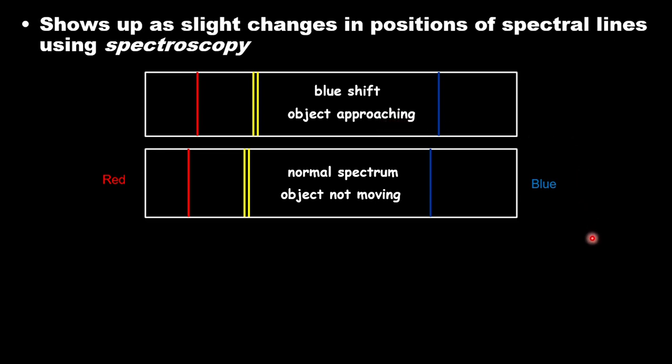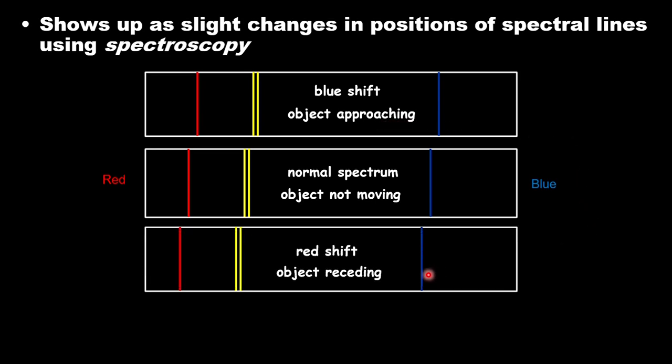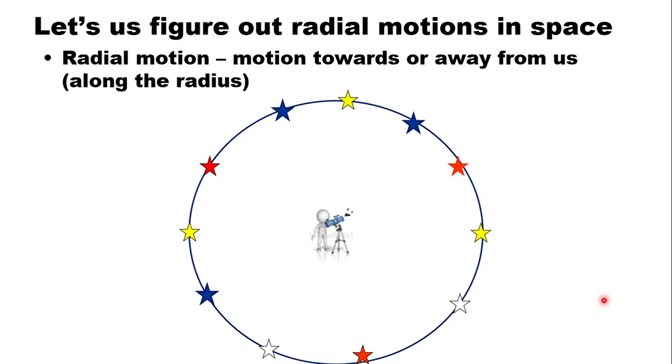On the other hand, if the star is moving away from us, all the waves will be stretched out by the same amount, depending on the speed, and they'll all be shifted over towards the red end of the spectrum. And we call this a red shift, and that tells us that the object is moving away from us. And again, the more shift you observe, the faster this object is moving.